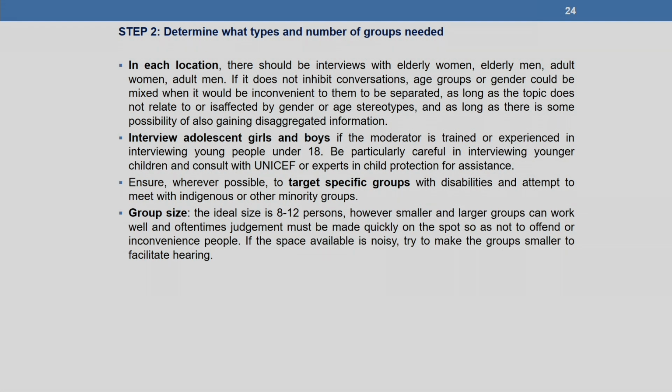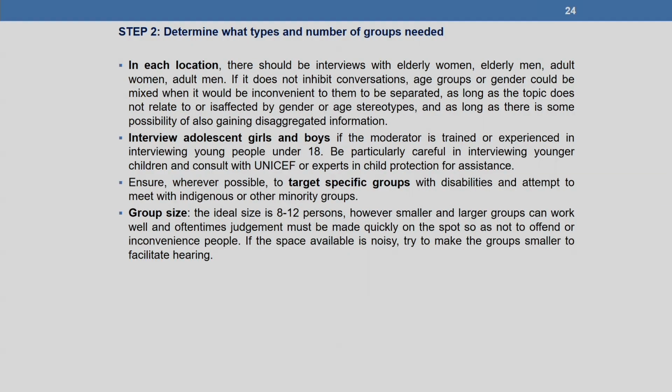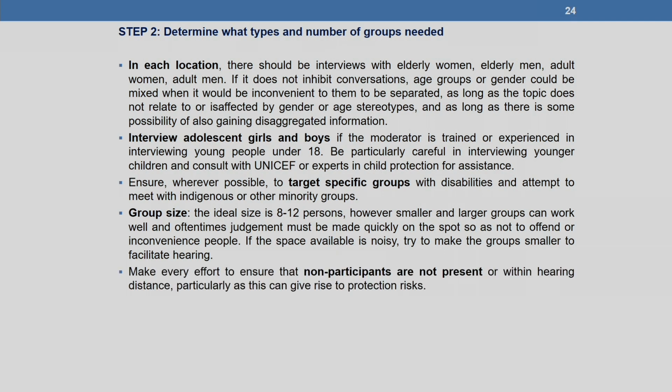Sometimes the ideal size mentioned for focus group discussions is also 6 to 8, depending upon the research question that we have designed, and also the conduciveness of gathering participants for a study. The ideal size can range between 6 to 12, but smaller and larger groups can work well, and oftentimes judgment must be made quickly on the spot so as not to offend or inconvenience people. If the space available is noisy, we must try to make the group smaller to facilitate hearing.